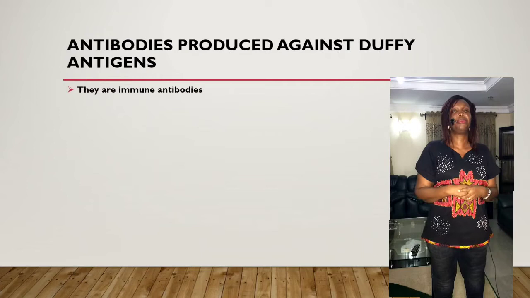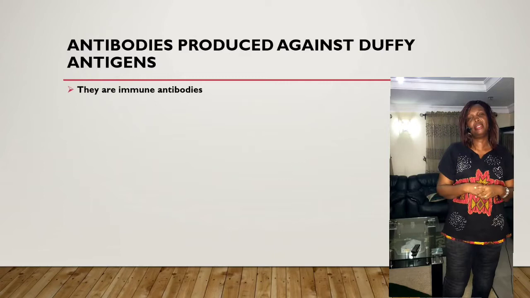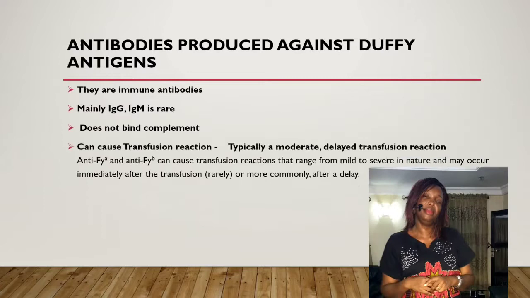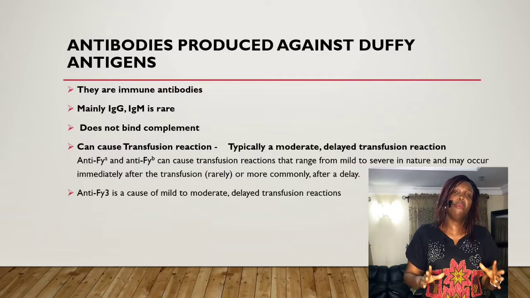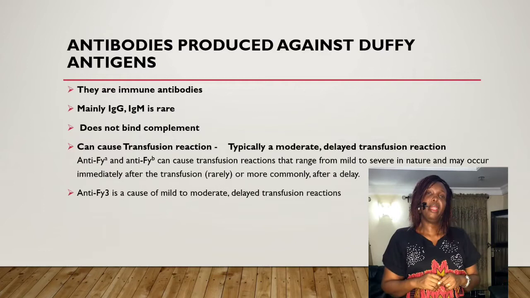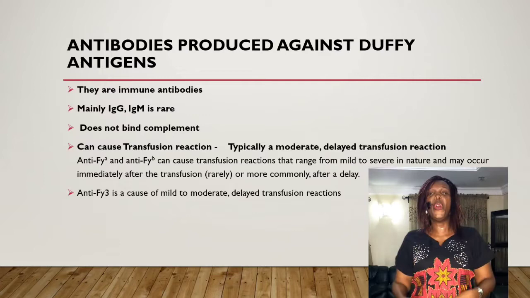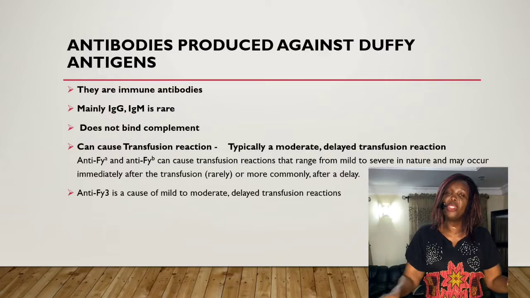Antibodies that are produced against Duffy antigens, their characteristics and their reactivity. These antibodies are immune antibodies. They are immune because they are produced only after immune stimulation, after an individual has been sensitized, or after immunization or exposure to a known Duffy antigen. They are not naturally occurring antibodies.